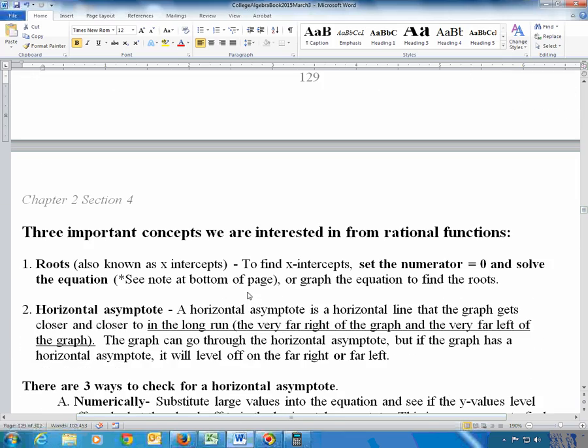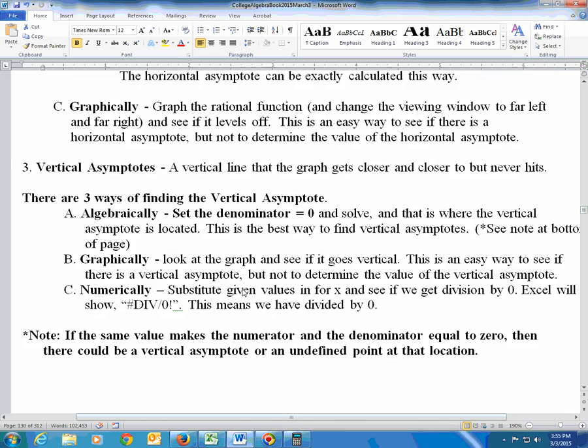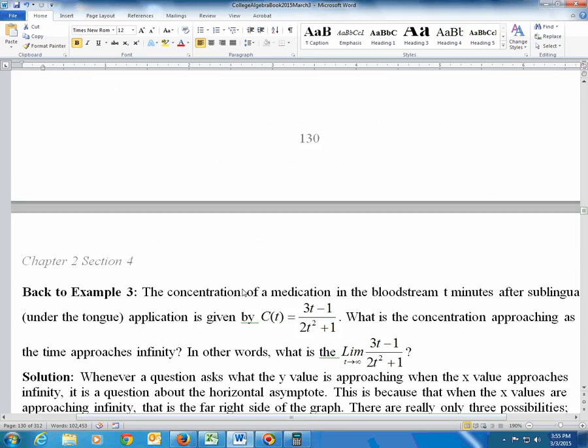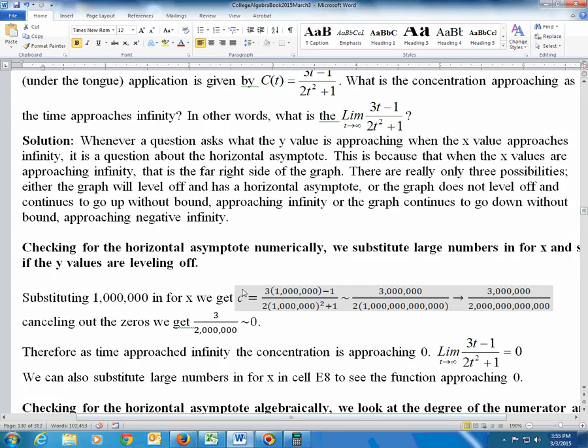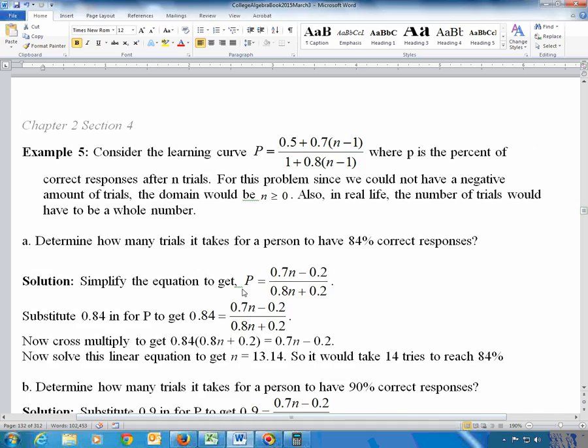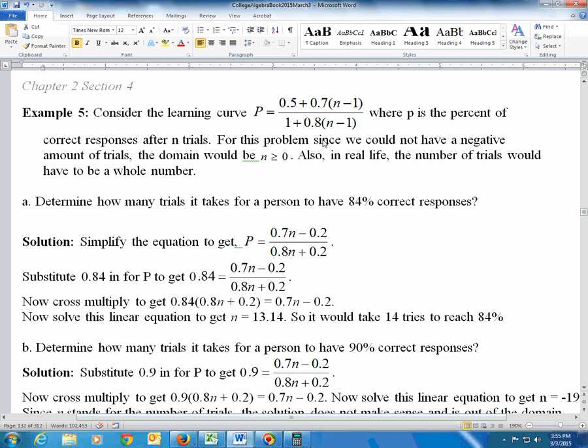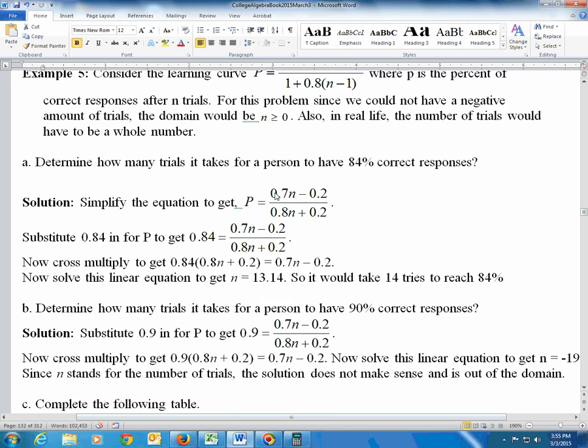Okay, so this is the stuff that I've mentioned before to pay attention to with vertical asymptotes, horizontal asymptotes, and so on. And let's go on to one more problem, this one here, the learning curve problem. So this is the number of trials that you get, like taking your driver's test over and over and over and over again, and this is the percentage correct you would get on your driving test. So first one here says determine how many trials it would take for someone to get 84% correct.